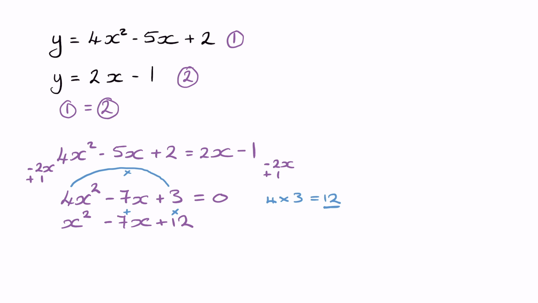So what would my numbers be? Well, 1 times 12, they're the factors of 12, yes, but they won't add to make negative 7. Pop a line through that. Then I'll have 2 multiplied by 6. They can't make negative 7 either. And lastly, 3 multiplied by 4. And that's good. And as we need it to make negative 7, it's going to be negative 3 plus negative 4. That would give us our negative 7.